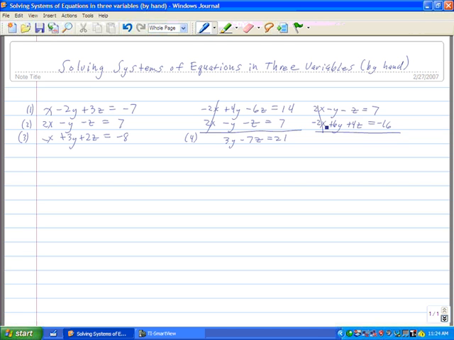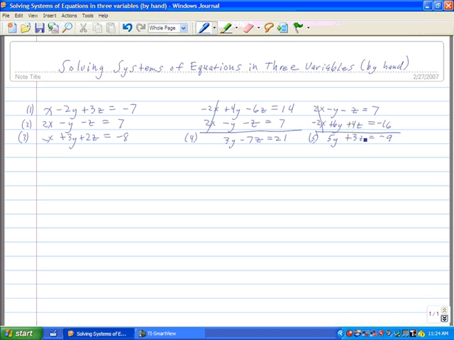Again, adding vertically, the y's cancel, and I get a 5y plus a 3z, and that's going to equal a negative 9. And this can be called equation number 5. So what I have done is gone from 3 equations in 3 variables down to 2 equations with 2 variables.